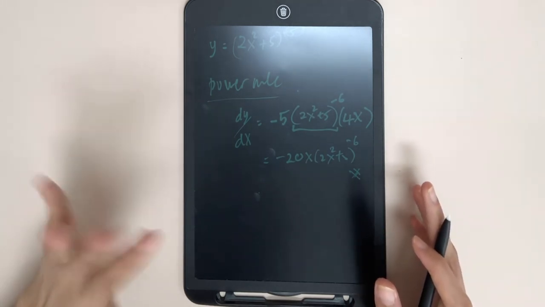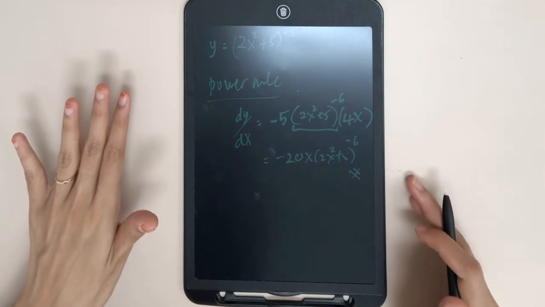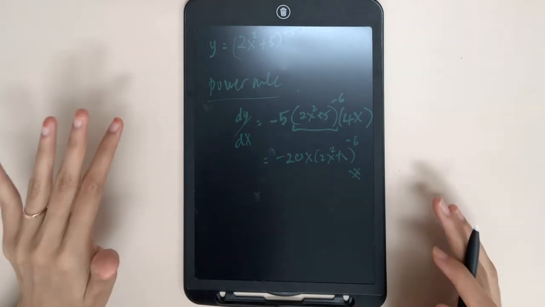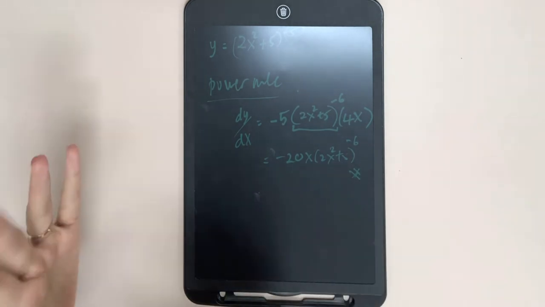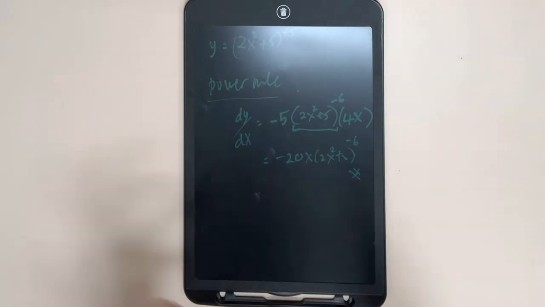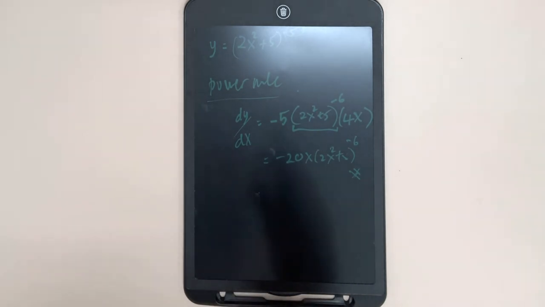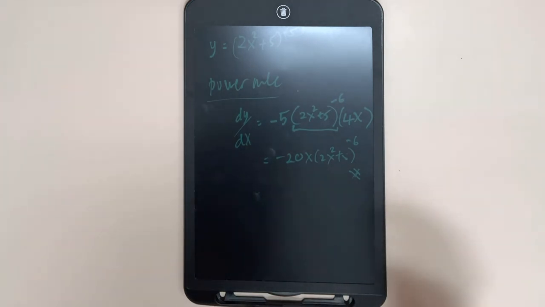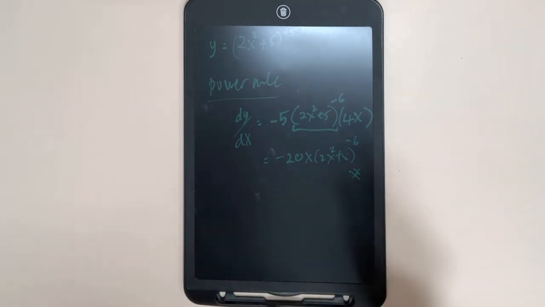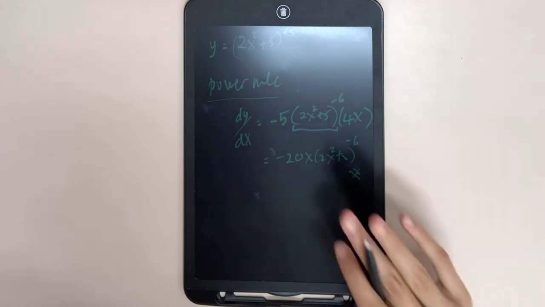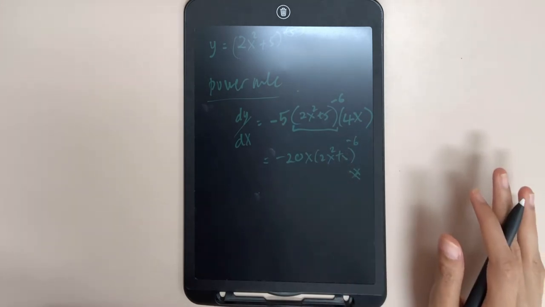The answer we got for the chain rule just now and the answer we got using the power rule are equal. That is why I say that the chain rule and power rule can be related to each other. It means both can give the same answer, but you need to follow the question instruction. If the question asks you to use the chain rule, that means you need to use the chain rule. So this is the chain rule and also what we call the power rule.